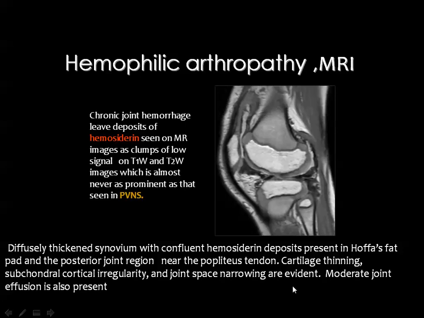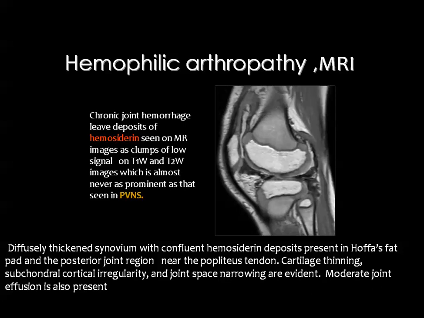If you use MRI, then you will see the deposition of hemorrhage, which is now transformed into hemosiderin, as black linear or masses of very dark signal in all pulse sequences secondary to hemosiderin deposition. And this may sometimes be mistaken for pigmented villonodular synovitis, but you remember that in cases of pigmented villonodular synovitis, these lesions will enhance after contrast injection.